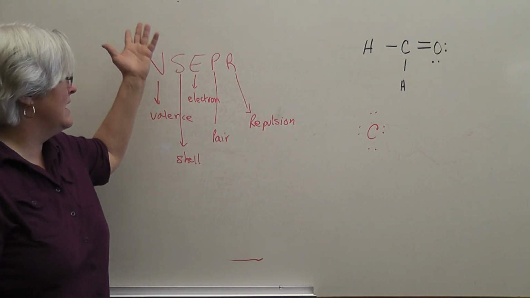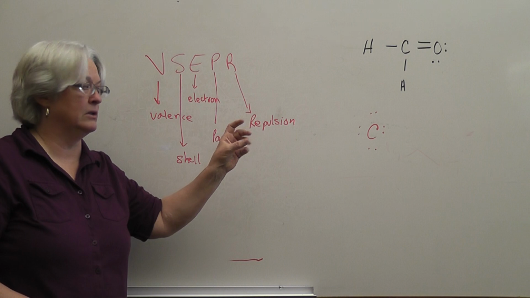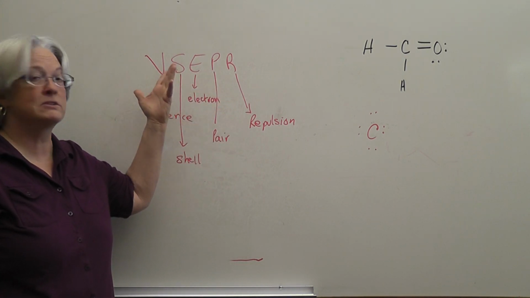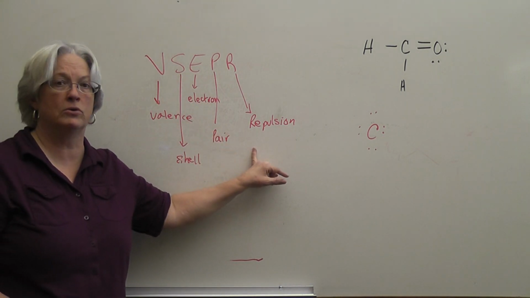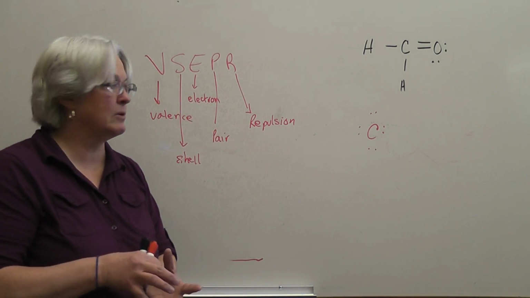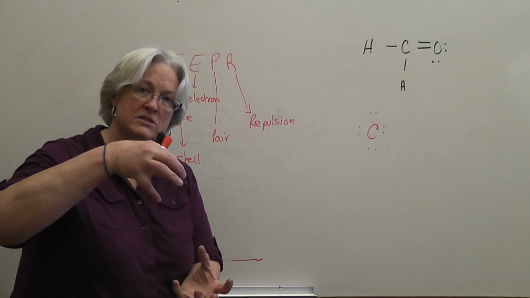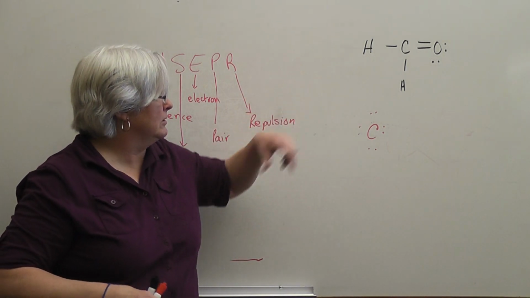So this is VSEPR. I have no idea how they pronounce that. If I looked on a CD that I have, it would probably tell me. VSEPR, valence shell electron pair repulsion. And it's that valence shell electron pair repulsion theory that makes the three-dimensional shape of these molecules.